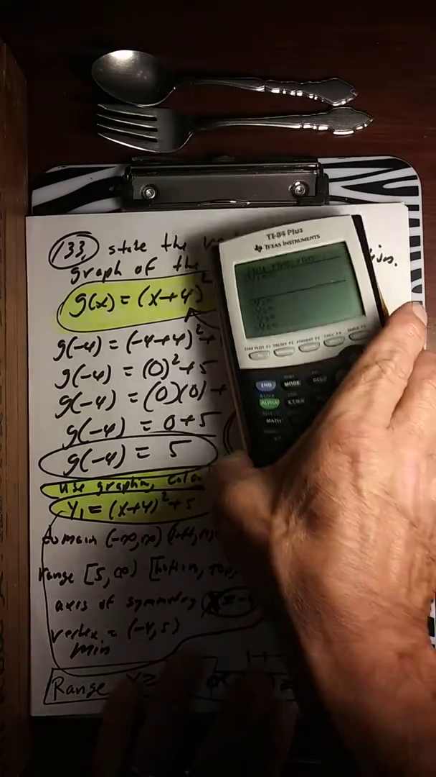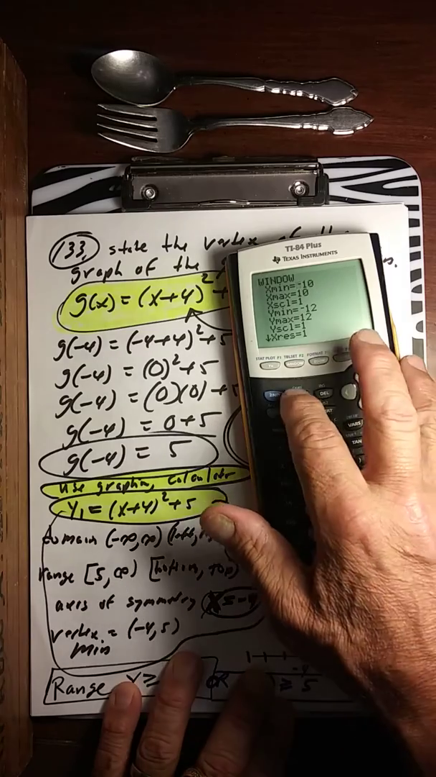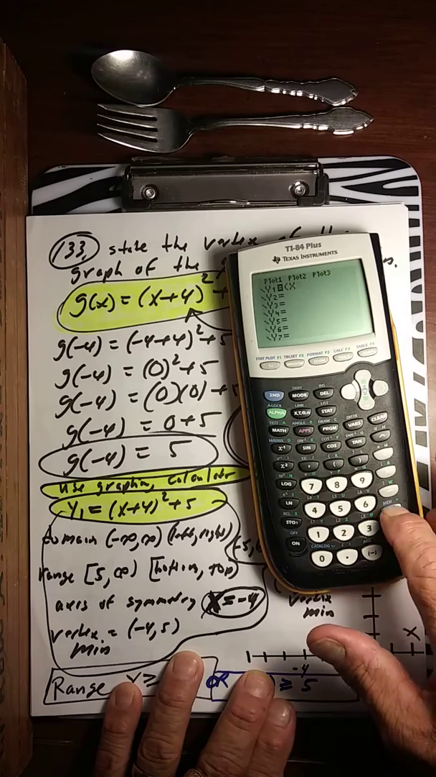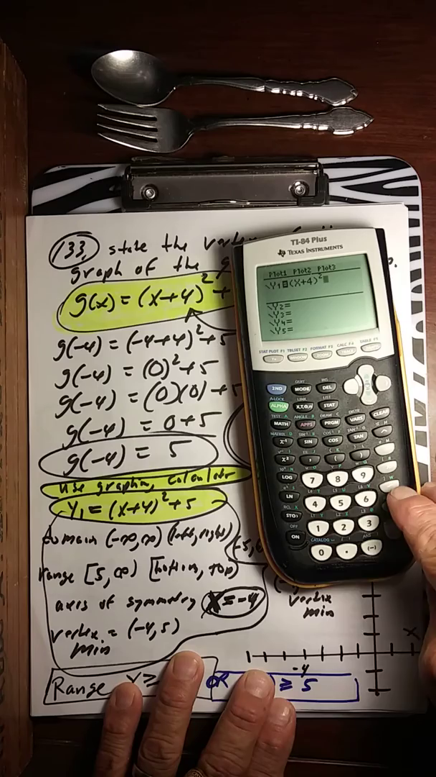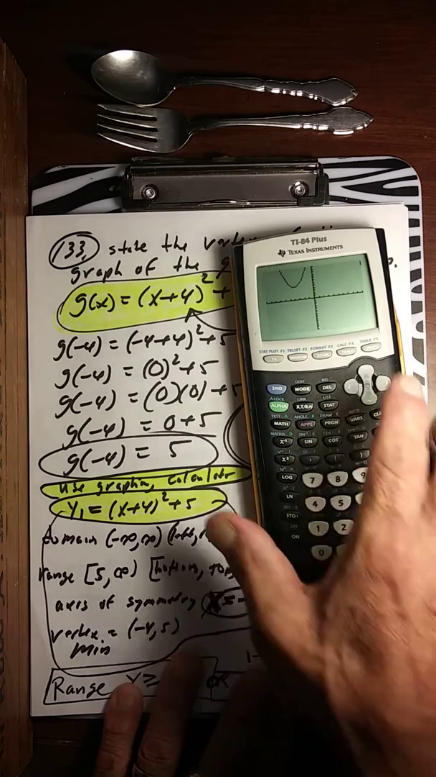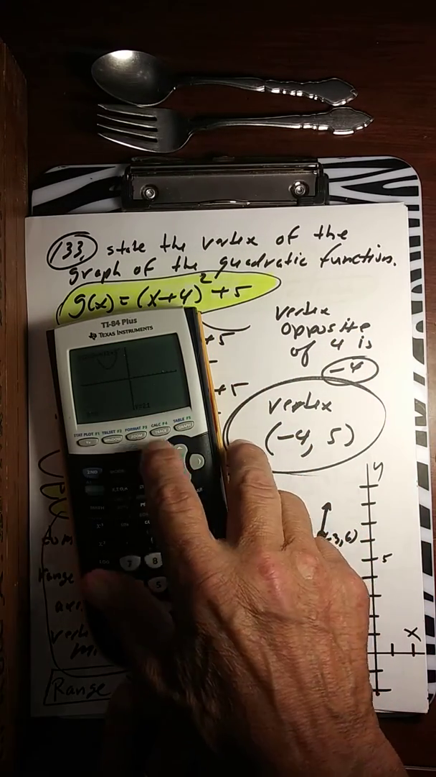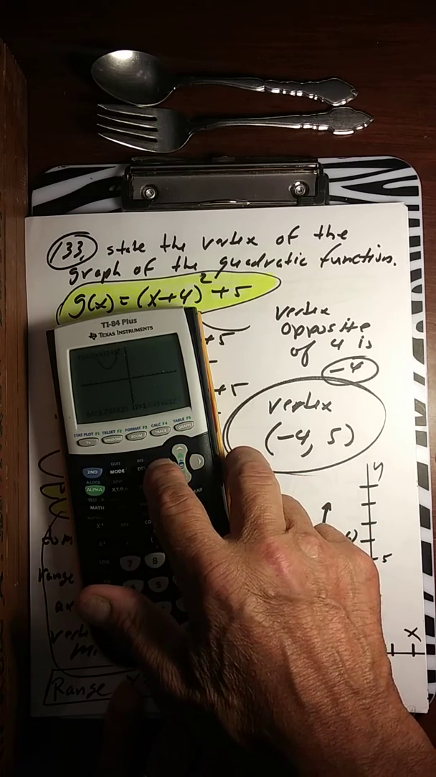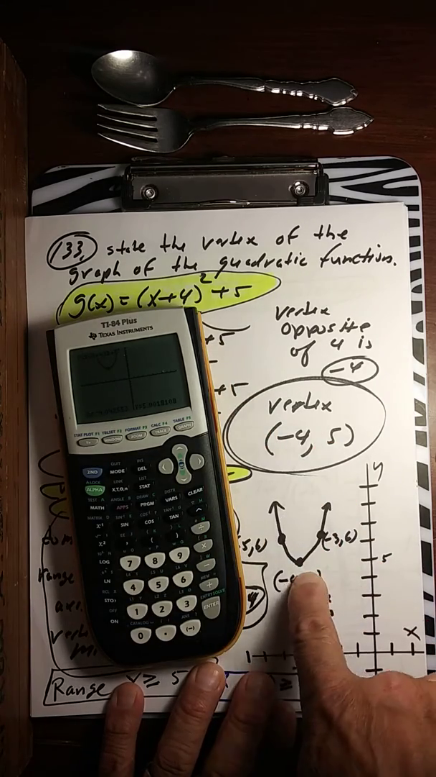Alright, so let's put that in there. Windows, that's fine. Y is going to be parentheses x plus 4, close it, squared plus 5. And hit graph. There it goes. So it's over here somewhere. And you can do a trace if you want to find other points in there. Go this way, trace it. Find other spots in there. Now you can find the vertex. It would be negative 4, 5 right there.